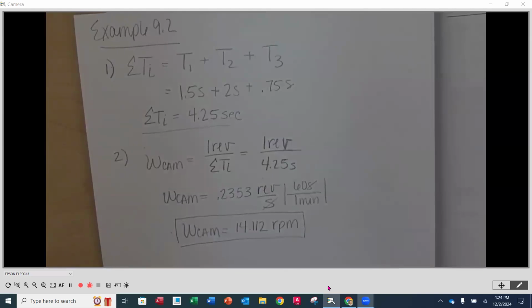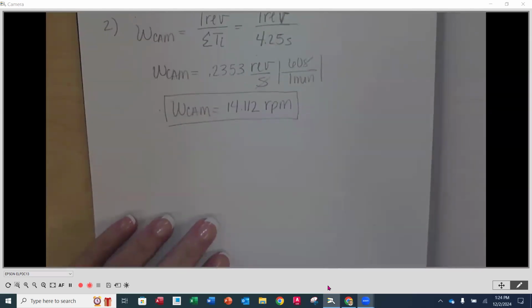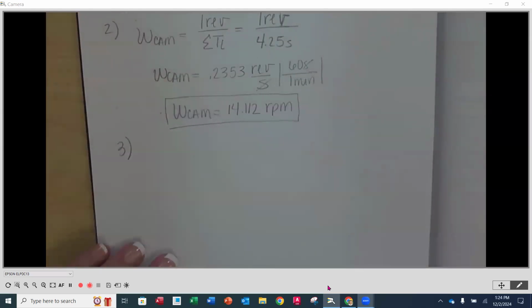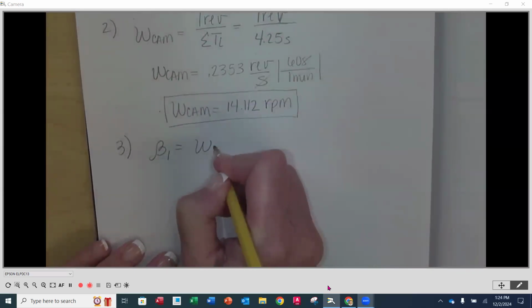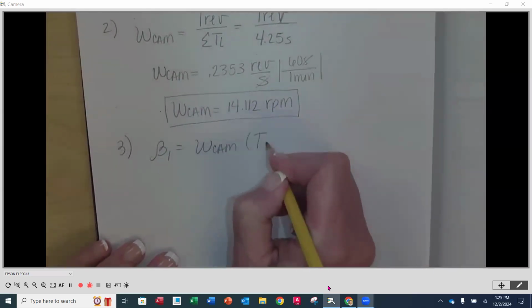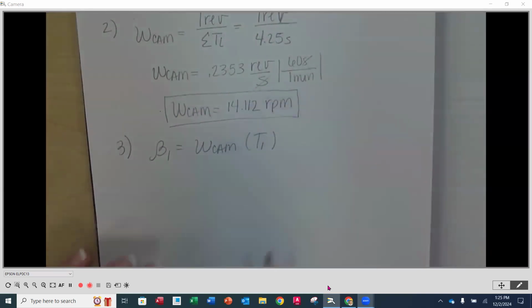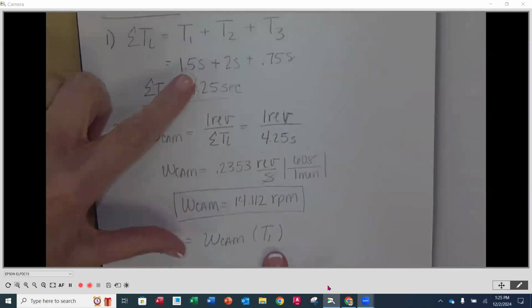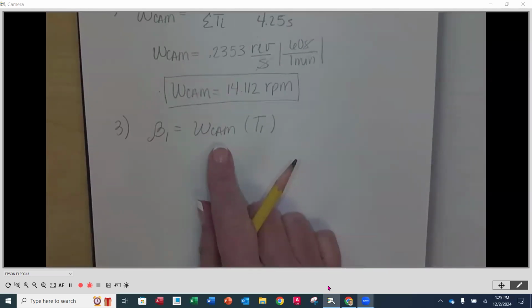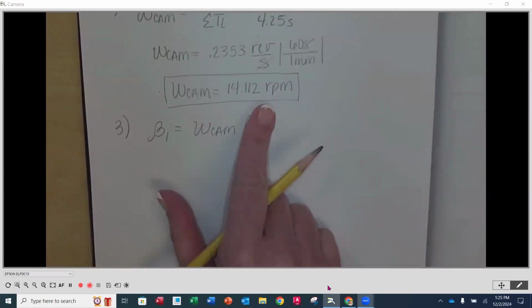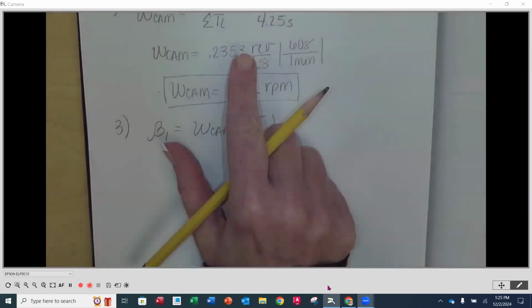Now we've got 3 steps in our motion here. So we want to figure out what is the angle that each one of those motions takes up in our revolutions. So step number 3 is going to be calculating our betas, right? So beta 1 is going to be equal to our W of our cam times our T1. Now we know that our T1 is in seconds from above, right? So that means when we use this angular velocity of our cam, we cannot use RPMs. Okay, we need to use the revolutions per second.